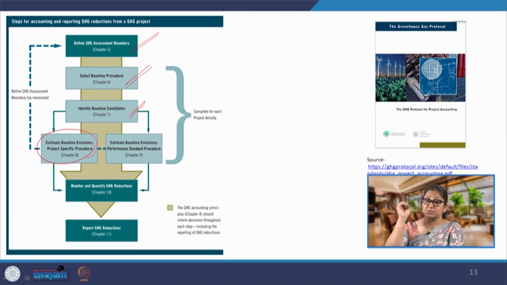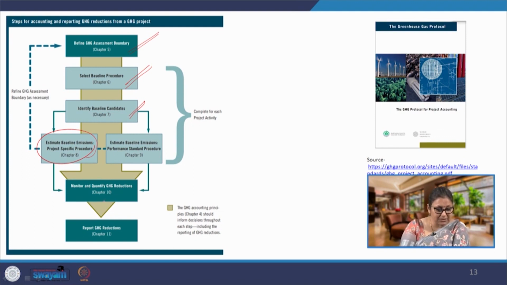We can be using project specific procedures. A lot of information related to this you could find on the India GHG Program. So, sector specific, industry specific, project specific procedures and activities are going to be considered here for estimating the baseline emissions. In case of performance standard procedures, we will be using the standardized, the average numbers for the industries or for the activities, and going ahead with estimating the baseline emissions.